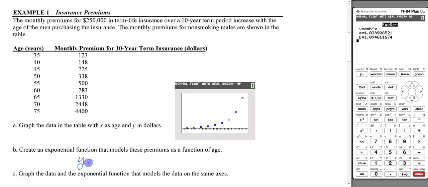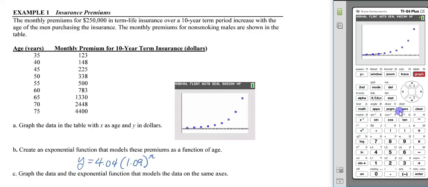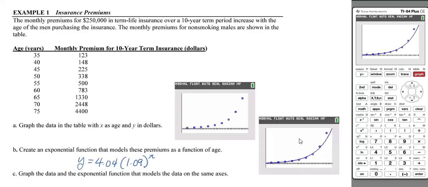So this is y equals 4.04 times 1.09 to the x. Let's graph the data and that exponential function that models the data on the same axes. There we see. And you can see that it is not an exact fit, but it is a fairly good fit for the data in the table.